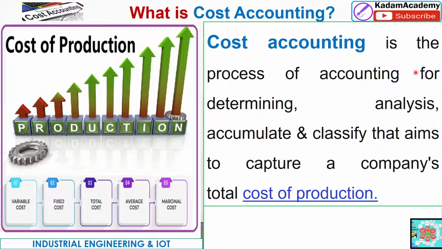So then what is cost accounting? It is the process of accounting for determining, analyzing, accumulating and classifying, that aims to capture the company's total cost of production. You can see here, this is the product, the production cost. Maybe you can calculate by variable cost, fixed cost, like the different costs. For this, you have to watch the video related to the elements of cost. So dear friend, this is cost accounting.